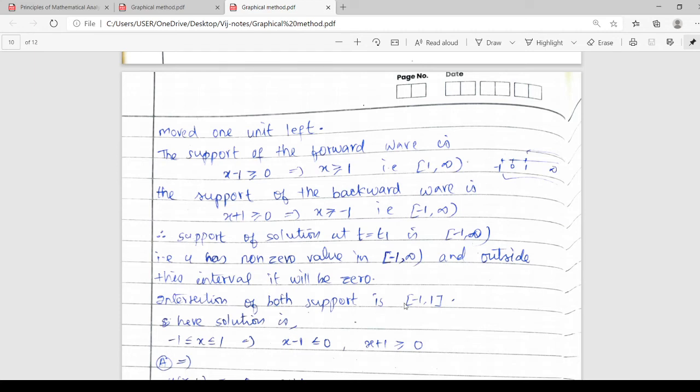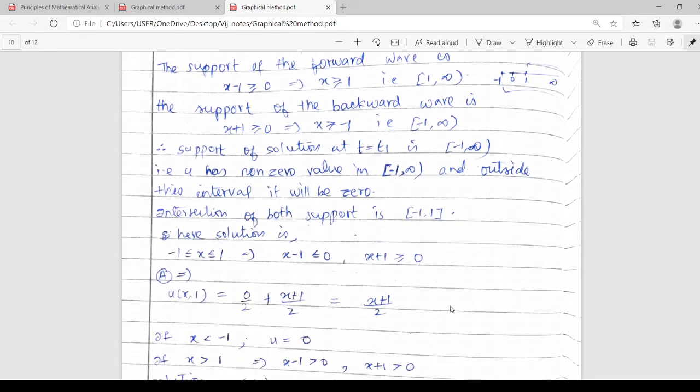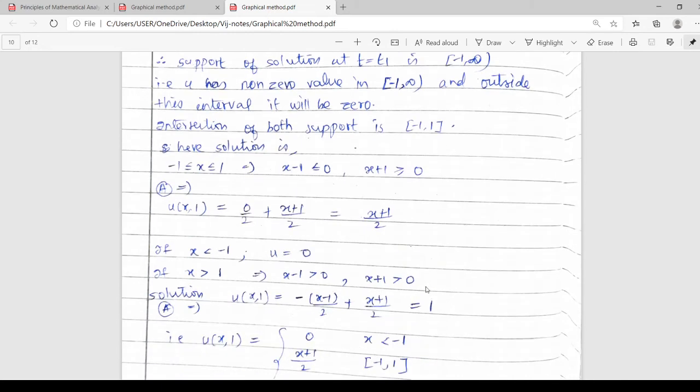Now the intersection of the supports is the closed interval minus 1, 1, and here both have non-zero value. It means that both the forward wave and the backward wave have non-zero value. So we will see what the solution will be. When minus 1 is less than or equal to x less than or equal to 1, it means that x minus 1 is negative and x plus 1 is positive. From this we get x less than or equal to 1 implies x minus 1 is less than or equal to 0, and x plus 1 is greater than 0.